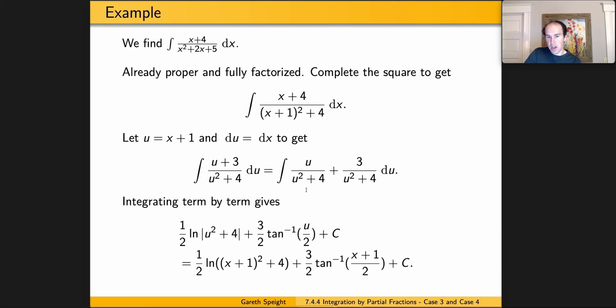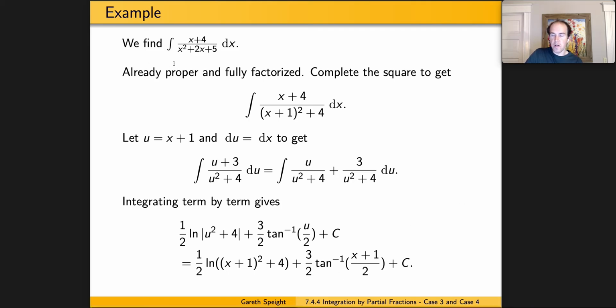If we integrate u over u squared plus 4, this is going to be a half natural log of the absolute value of u squared plus 4. The inside is positive, so we can then drop the absolute value. On the second term, we are using, again, the arctan formula. It's going to be 3 over 2 arctan of u divided by 2 plus c. And then as usual, on the last step, we did a substitution, so we have to write back in terms of the original variable. u is x plus 1, so we replace u everywhere by x plus 1.